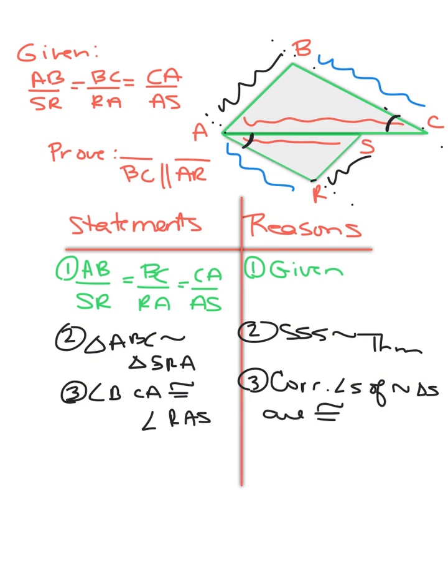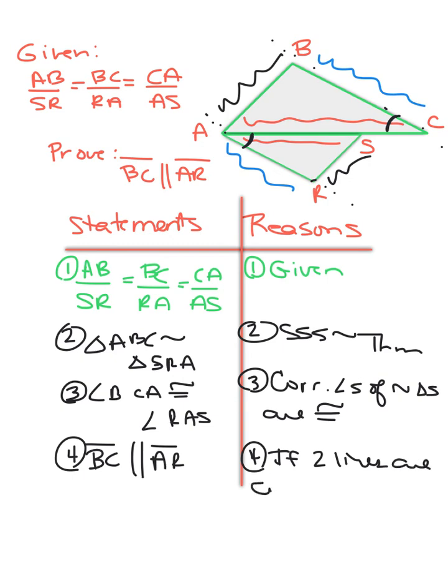And once I state that, now I can actually go right into my parallel lines. I can say BC is parallel to AR, and that is because if two lines are cut by a transversal, and alternate interior angles are congruent, then the lines are parallel.